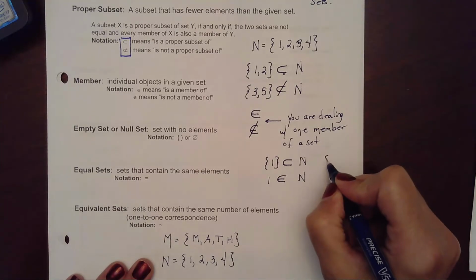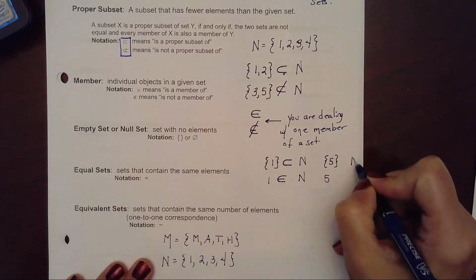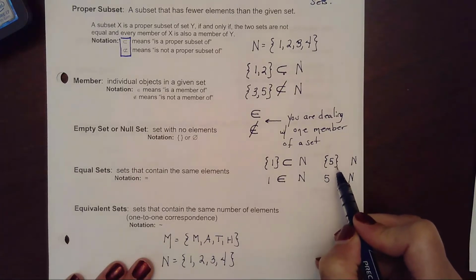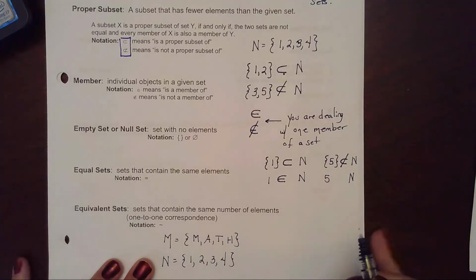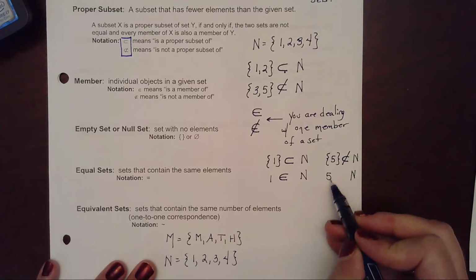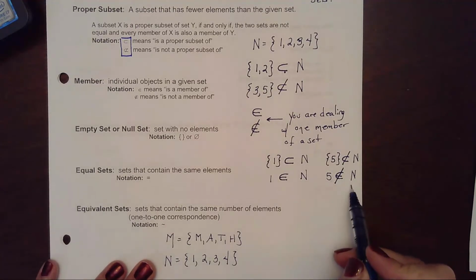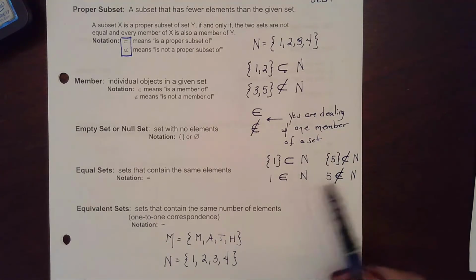Okay, and just to contrast it, if we did this, is {5} a subset of N? So we'd use the subset notation and say, no, it's not. And then this, since there's no squiggles here, we're just talking about an element or a member. And 5 is not a member of the set N. Okay? So those are the 4 symbols.